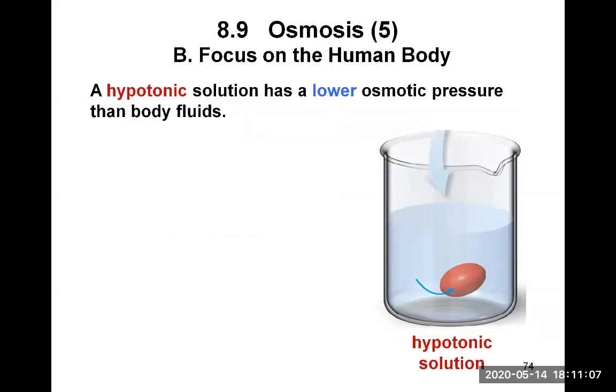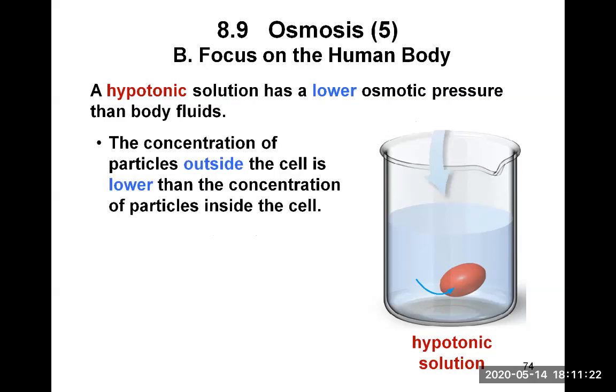Now, if you put a red blood cell into a hypotonic solution, it means this hypotonic solution has a lower osmotic pressure than body fluids. Lower osmotic pressure means the concentration of the particles outside the cell, in the solution the cell is placed in, is lower than the concentration of the particles inside the cell. So we have a difference in concentration, and it's smaller outside than inside.